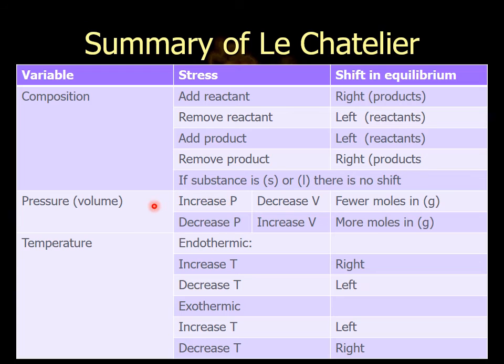Moving on to pressure, which could also be regarded as volume. So just to be clear, they're inversely related. So increasing P is equivalent to decreasing V and vice versa. So if I increase the pressure or decrease the volume, the system will shift to fewer moles in the gas phase. And of course, if I do the opposite, then the opposite is going to be true. So decreasing pressure or increasing volume will shift to make more moles.